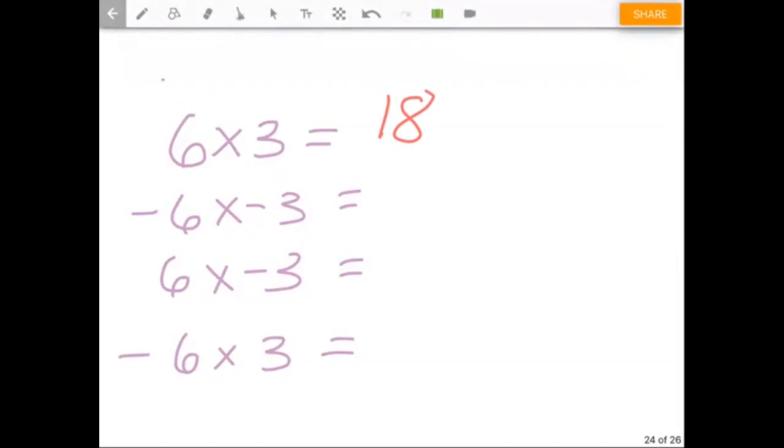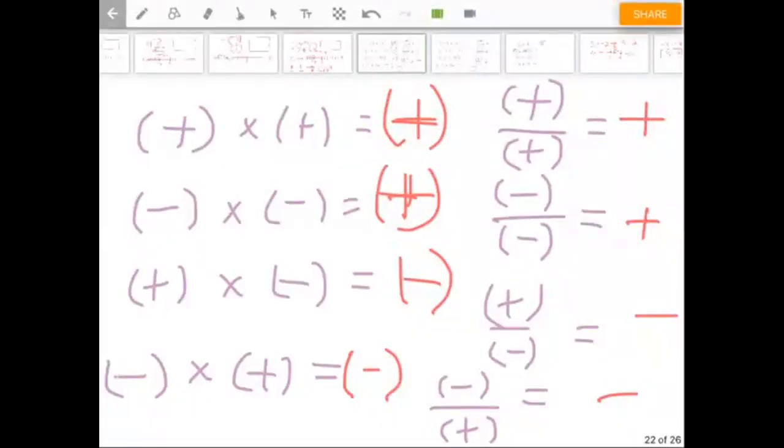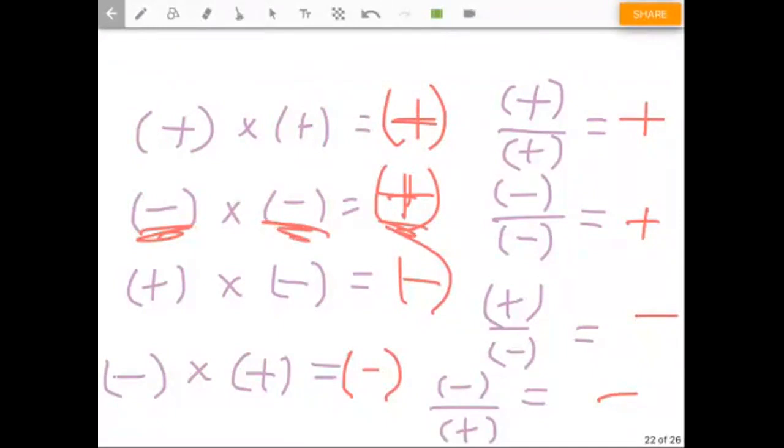Is it going to come out to be a positive or negative number? Let's go back to that slide we just did. A negative times a negative always comes out to be positive. So that would be a positive 18.